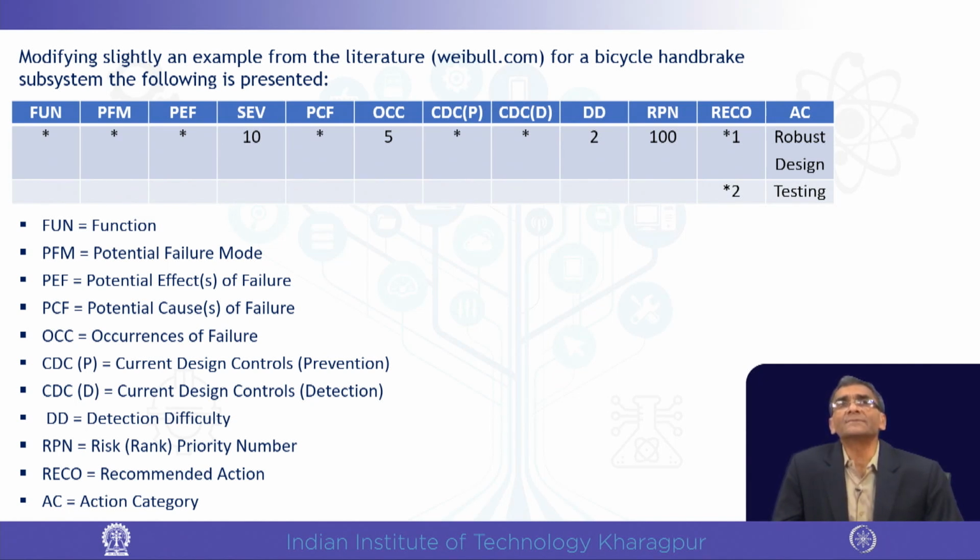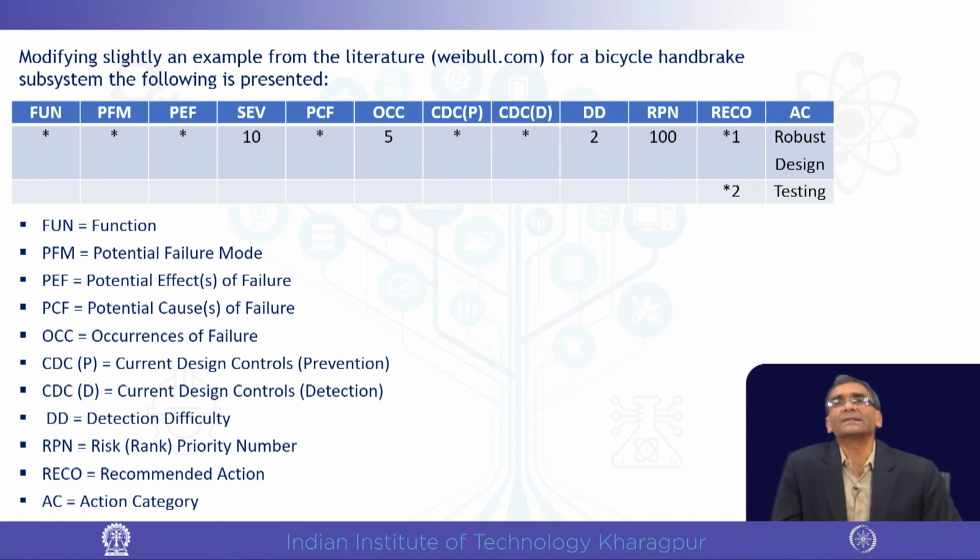ACV, I find it is missed out from this list, but just note that ACV means severity, short form of severity. Now it is all put in a scale of 1 to 10. If the severity is very high, then severity means what will happen if the failure is there. We will explain that soon.